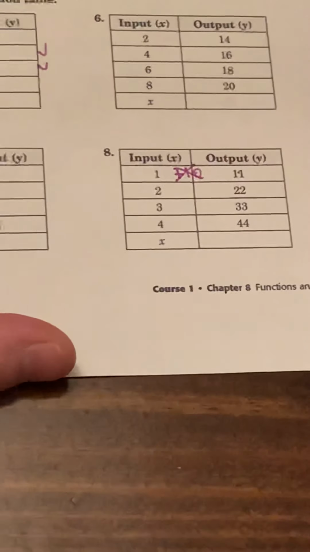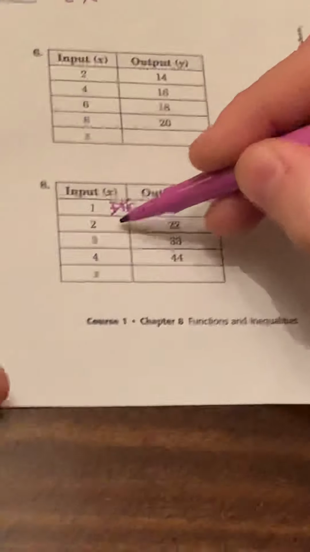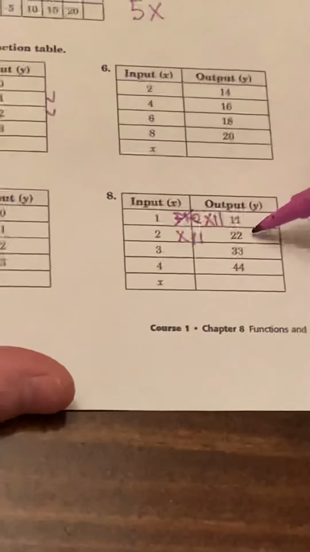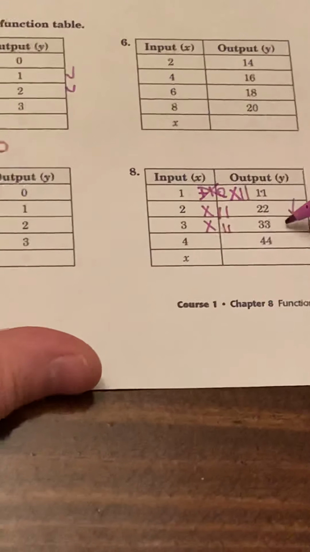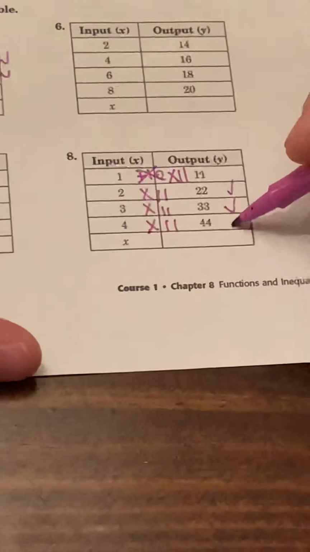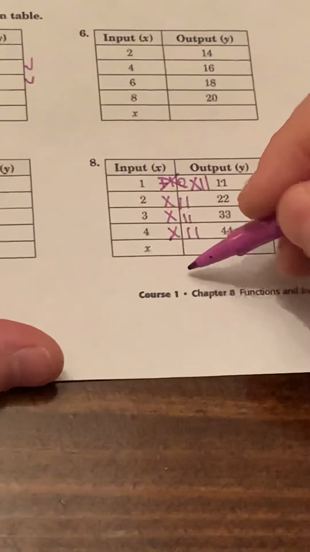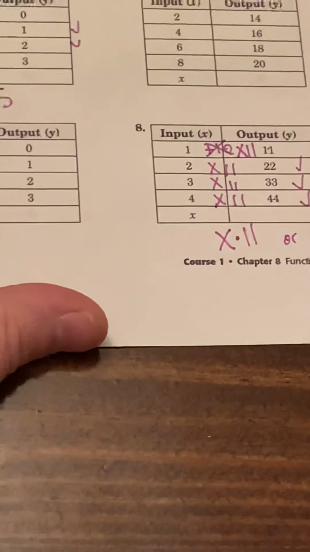So I have to think 1 to 11. Plus 10 does not do the trick, so I'm going to try times 11. 2 times 11 is 22. That works. 3 times 11 is 33. That works. And finally, 4 times 11 is 44. That works. So my function rule is x times 11, or 11x.